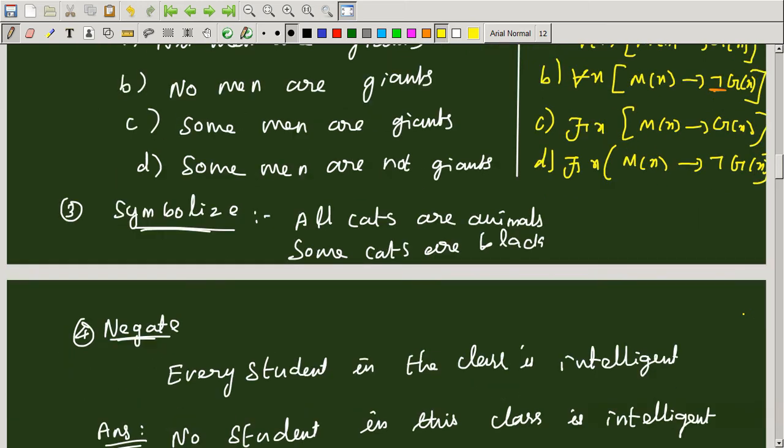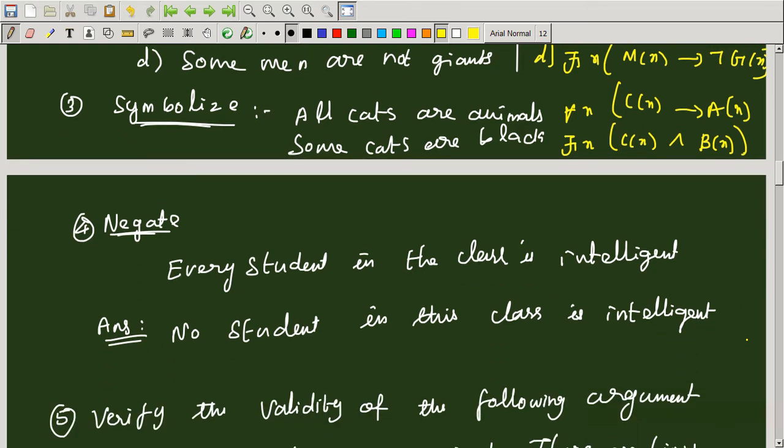The next symbolic form: "All cats are animals." We can say for all x, cat means c of x, I'm taking, animal means a of x. Similarly, "Some cats are black" means there exists x, c of x and b of x. Okay, if you find free time, try to do these problems also.